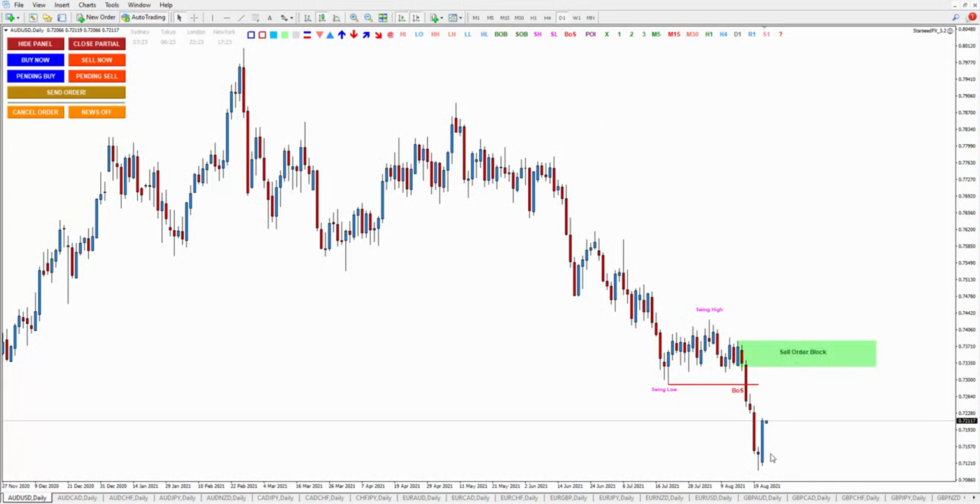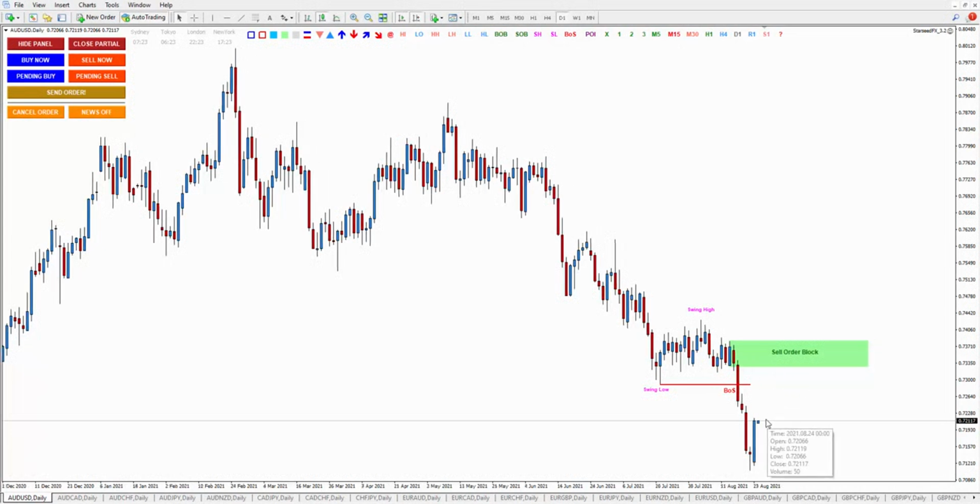It will take quite some time for price to reach this order block, or probably it will not reach at all. So basically, Aussie dollar is in a downtrend. But for you who are a scalper or a day trader, you can actually take advantage of this situation. How? Now you know there is a high probability that price can go to this order block, alright? Now what you can do, you can go to a lower time frame.